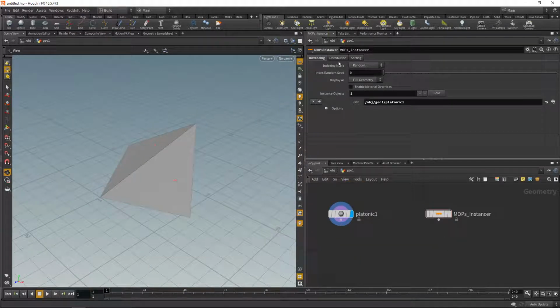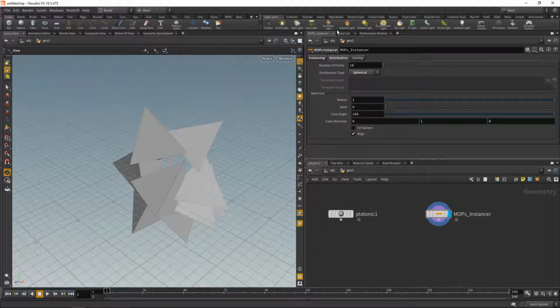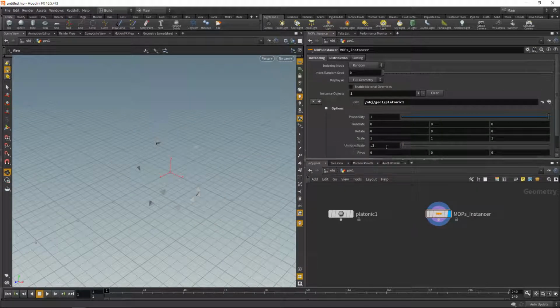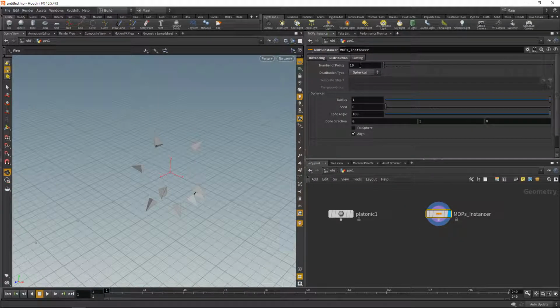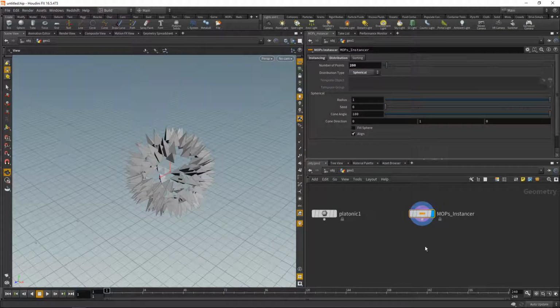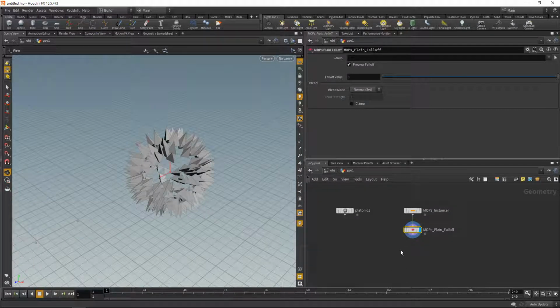Okay, let's set our instancer's distribution to spherical and highlight it. Also, under instancing, we maybe want to scale down our individual particles here and scale them a bit along the z-axis so we can see which way they are pointing. Also, let's increase their number to maybe 200. Next, let's use a plane falloff in this case, and just set it to 1, so each individual boid will have a falloff of 1, and thus will be fully active.